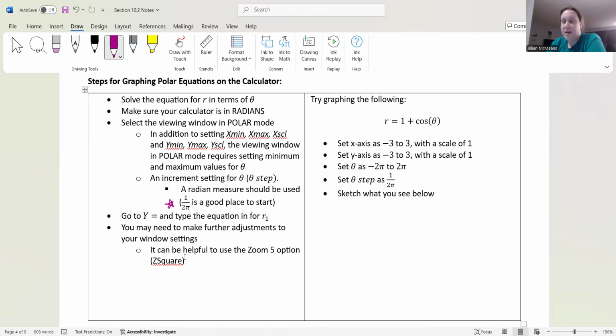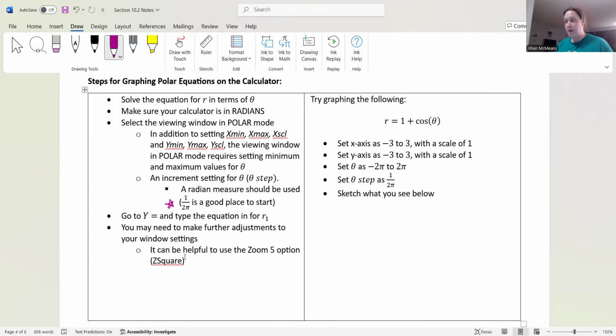We're going to set the x-axis, so x min, x max, from -3 to +3 with a scale of 1. We're going to do the same thing for the y-axis, -3 to +3 with a scale of 1. For theta, we're going to set it from -2 pi to +2 pi, and then we're going to set the theta step as 1 over 2 pi, and then we'll sketch kind of what we see below.